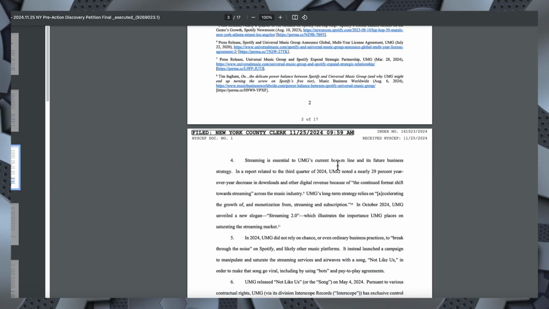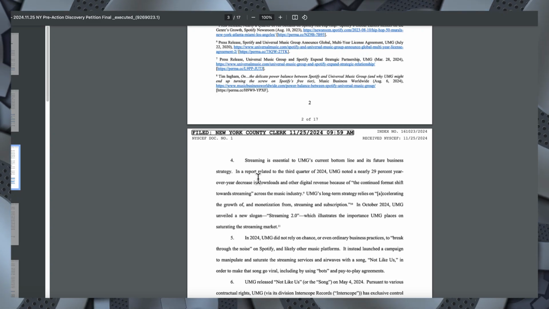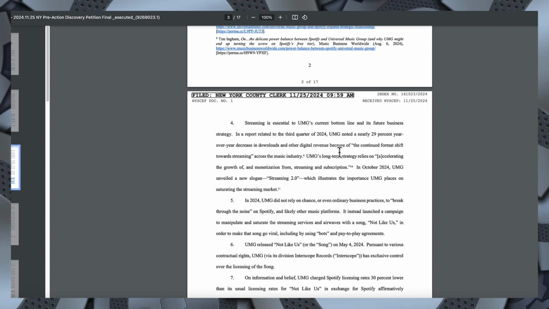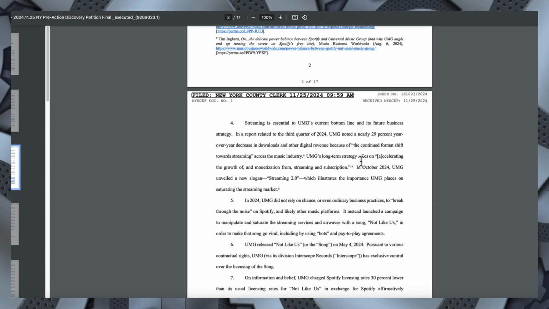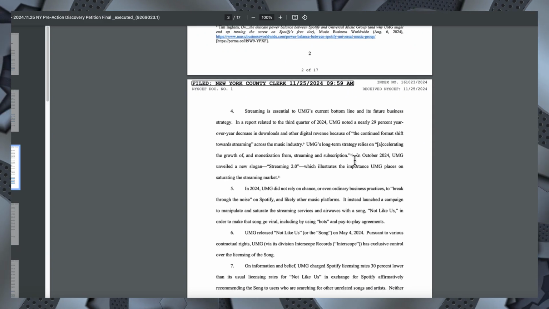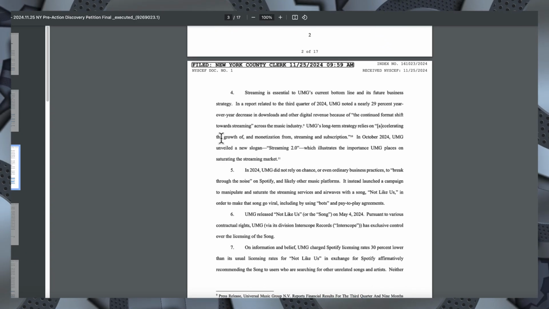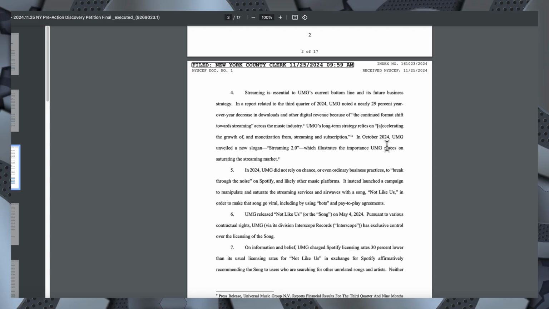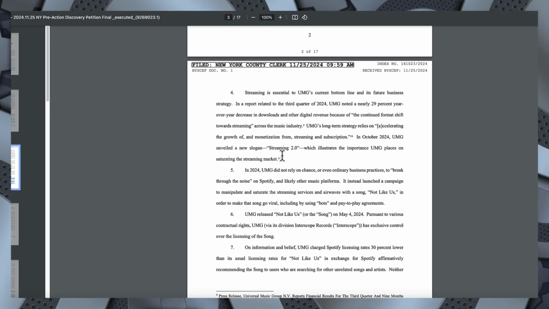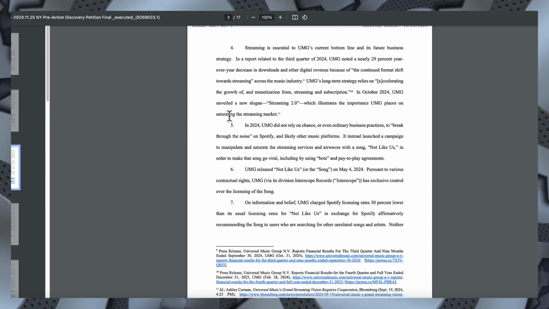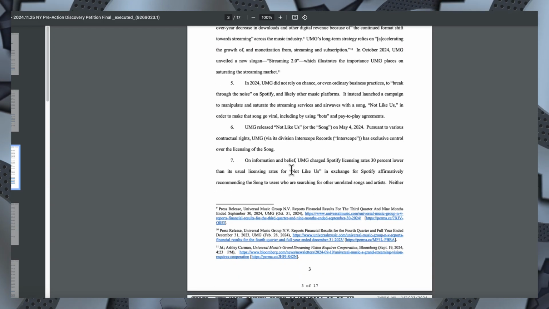Streaming is essential to UMG's current bottom line and its future business strategy. In a report related to the third quarter of 2024, UMG noted a nearly 29% year-over-year decrease in downloads and other digital revenue because of the continued format shift towards streaming across the music industry. UMG's long-term strategy relies on accelerating the growth of and monetization from streaming and subscription. In October 2024, UMG unveiled a new slogan, Streaming 2.0, which illustrates the importance UMG places on saturating the streaming market. Let's go there now.